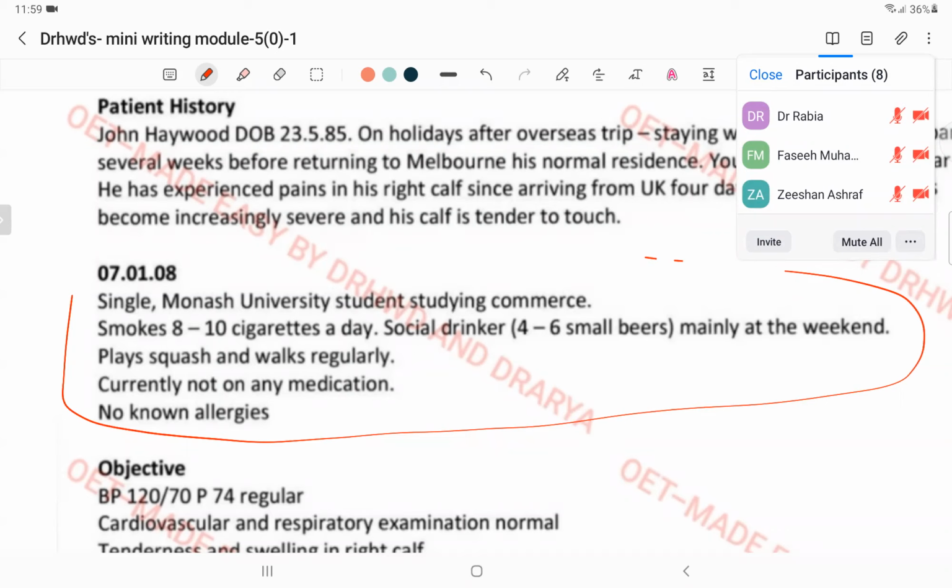Dr. Fasi, what do you think? Dr. Zishan, Dr. Fasi? Ma'am, his regular GP knows him already, so he knows his past medical and social history. So no need to write that. Okay. All right. Dr. Zishan?